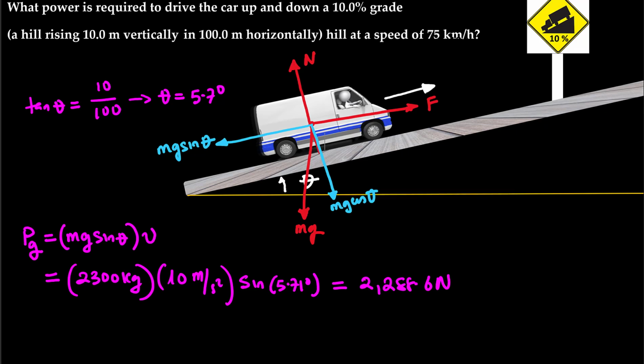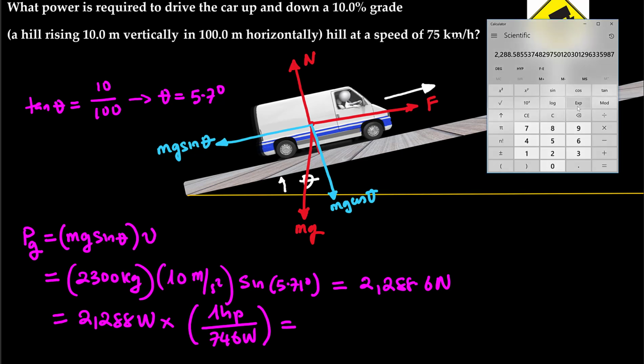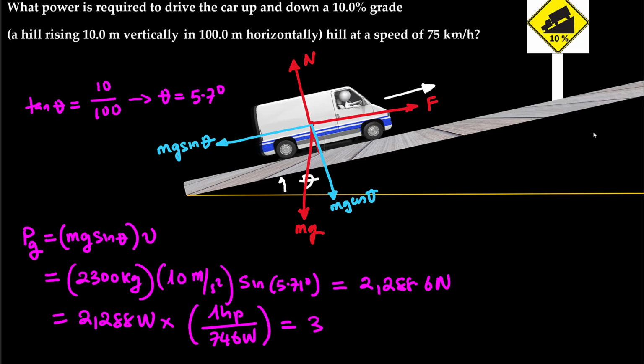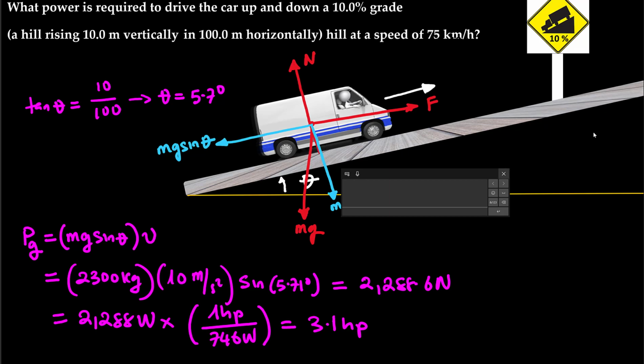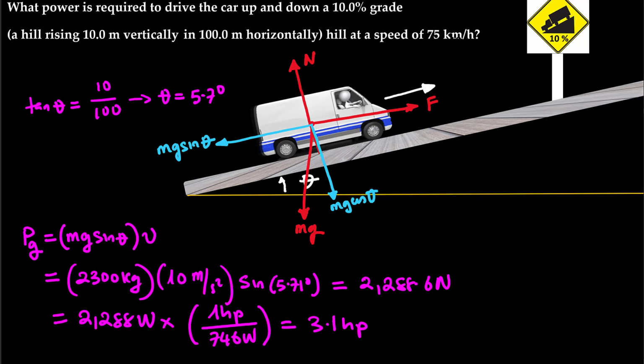But what we have to do in this scenario is convert the wattage into horsepower. So 2,288 watts, multiplied by 1 horsepower, which is equivalent to 746 watts, so we divide by 746. We will have 3.1 horsepower. So we need 3.1 horsepower in order to counteract the force of gravity opposing the car climbing uphill.